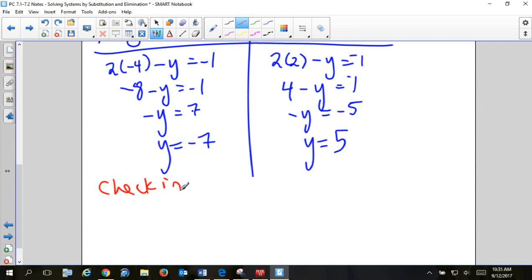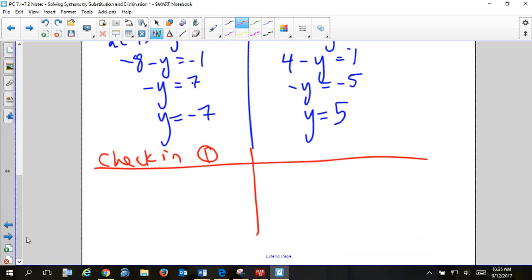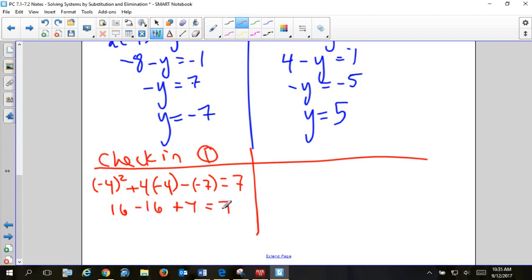So I plugged in 2, that means I'm going to have to check in 1. Both. All right, so x was negative 4 squared plus 4 times negative 4 minus y is negative 7 equals 7. So we get 16 minus 16 plus 7 equals 7. Yep, checks.